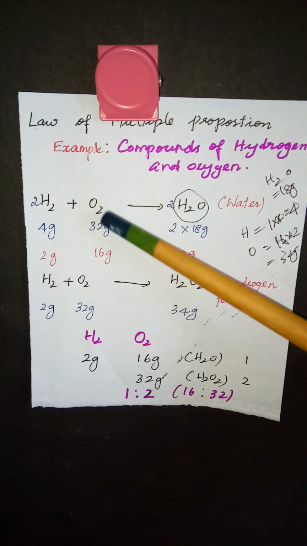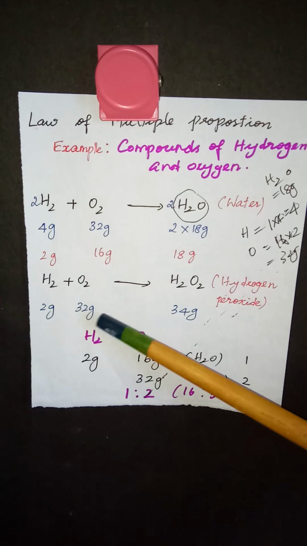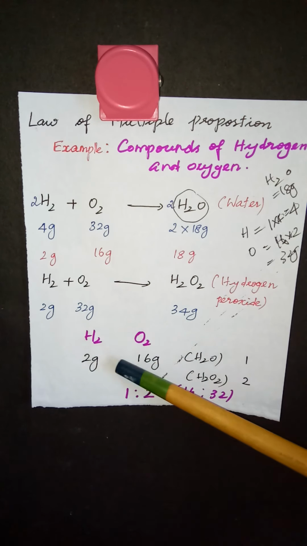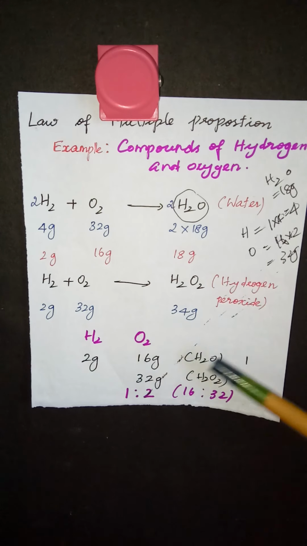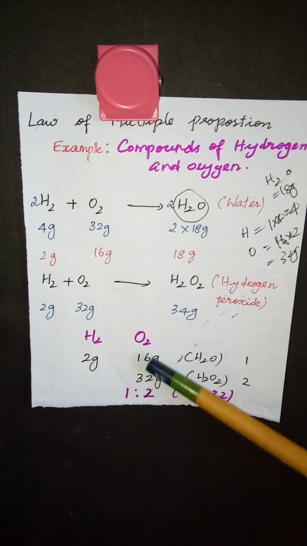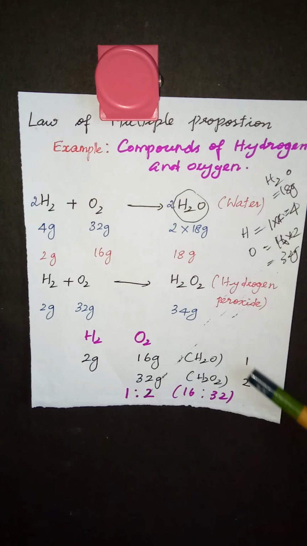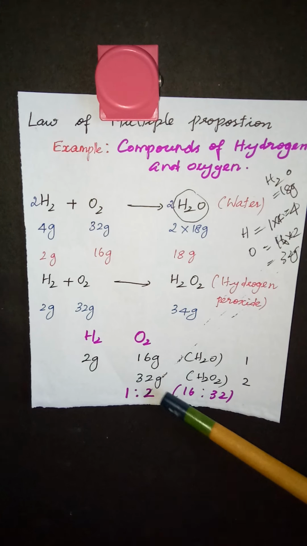Now come here. What is the mass of oxygen here? 16 gram. And what is the mass of oxygen here? 32 gram. This is in the case of water and this is in the case of hydrogen peroxide. So 2 gram, what is fixed? Hydrogen is fixed. For oxygen, in H2O it is 16 gram and in peroxide it is 32 gram. So what is the ratio of this? 1:2 because 16 twos are 32. So 1:2 is the ratio.